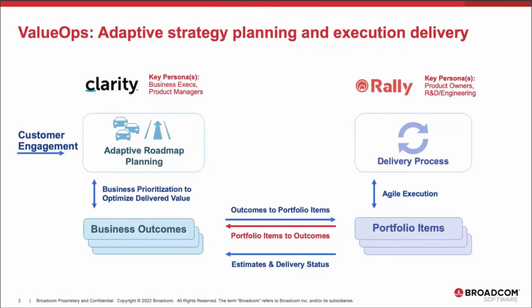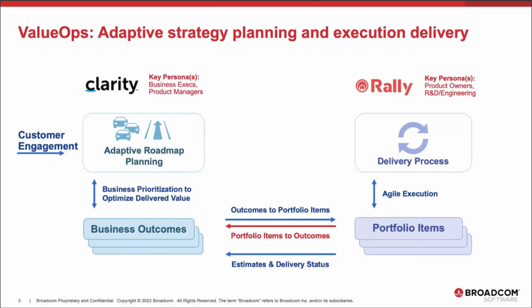You can start with Clarity Business Outcomes, import them into a Clarity roadmap. The integration can use these business outcomes from an approved roadmap scenario to create portfolio items in Rally. The integration can also use portfolio items in Rally to create business outcomes in Clarity. That was a new capability that was introduced in the previous 16.0.1 release.